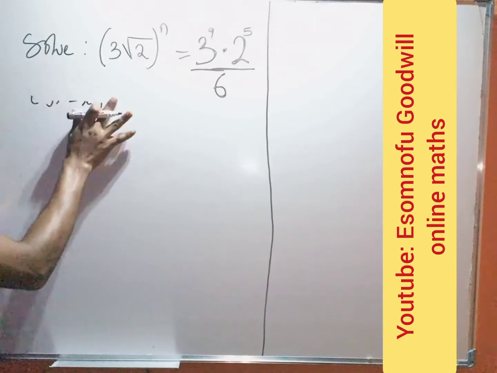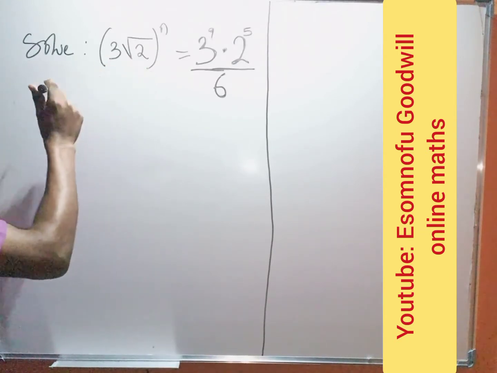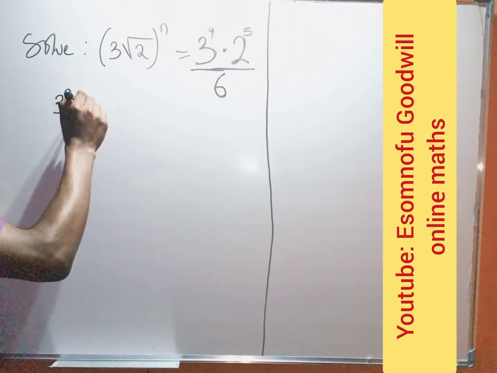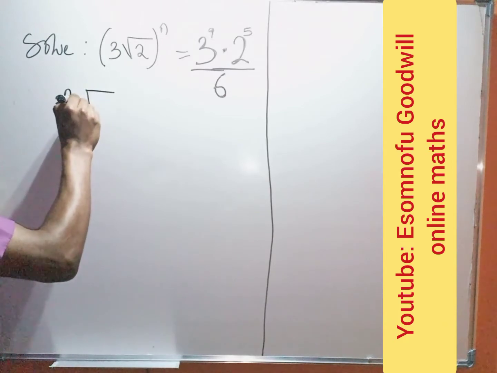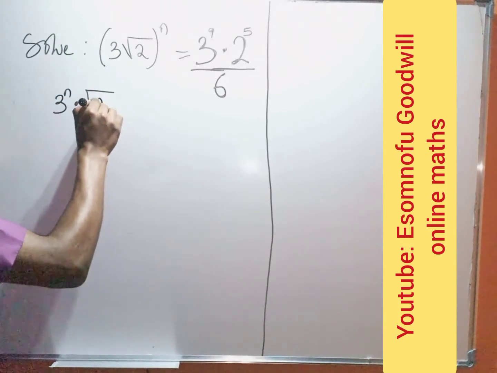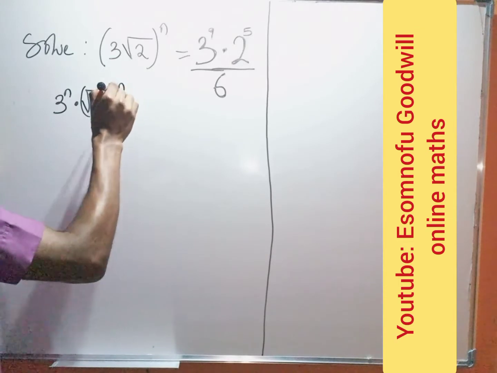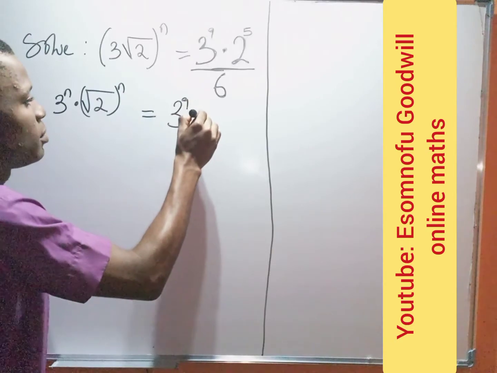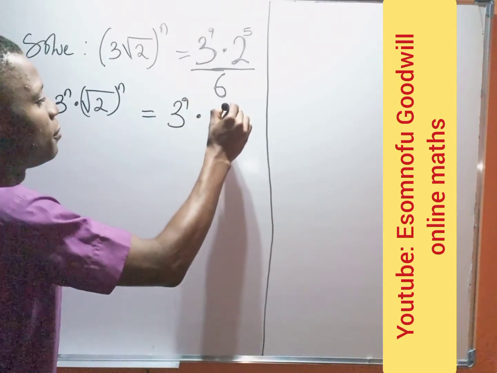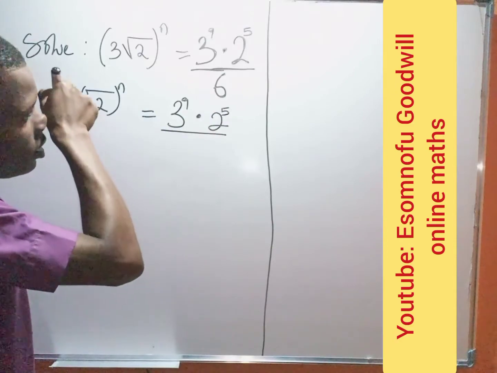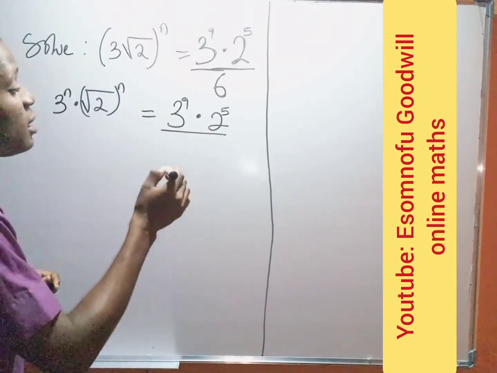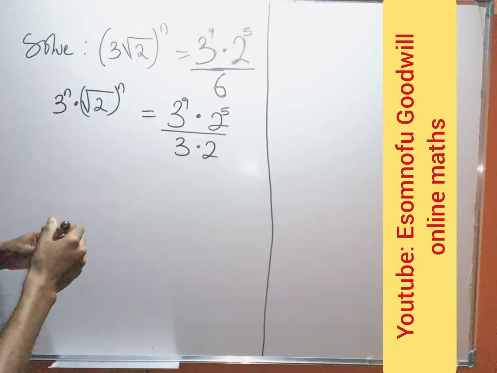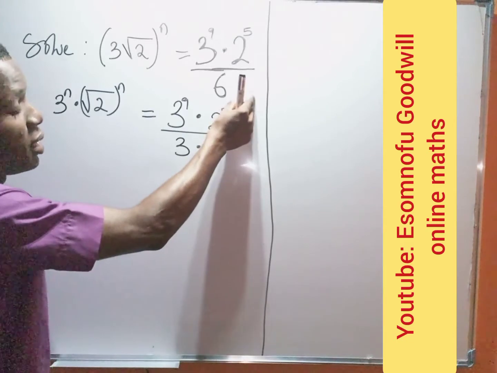So applying this law to this side, I have 3 raised to the power of n, bringing in the powers, times √2 raised to the power of n, and it is equal to 3^9 times 2^5 divided by 6. For this 6, I can easily replace it with 3 times 2, because 3 times 2 is equal to 6.